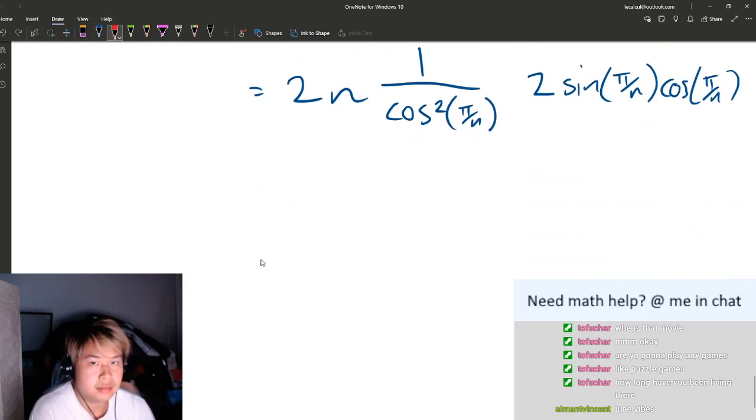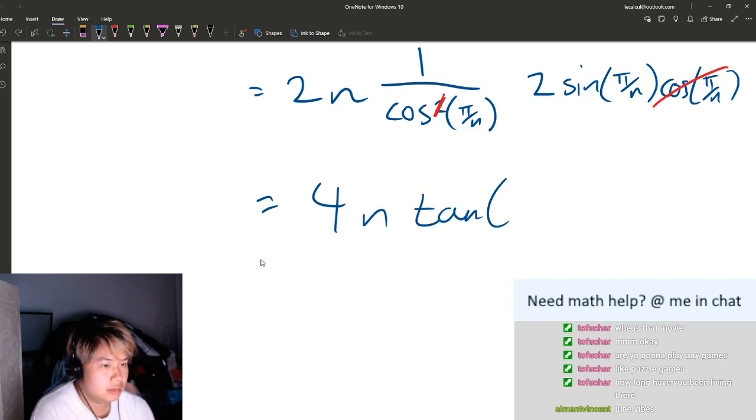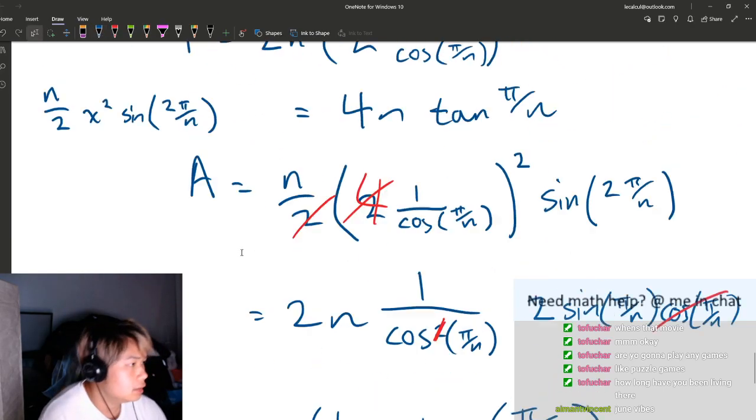And then we got some more cancellation. One of these cosines cancels out with that one. And then I'm basically done, right? 2 times 2 is 4, we have n, and then we have sine divided by cosine, which is tan. Hey, we're done. Nice.